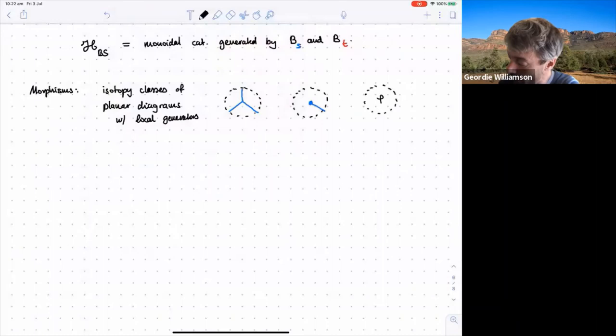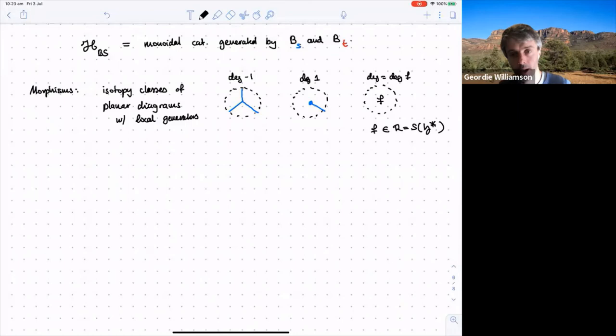And these have degrees: degree minus one, degree plus one, and degree equals the degree of F, where F is in R, which is the symmetric algebra on H star. Okay, so in this case, it's either a polynomial ring in one or two variables. It's either a polynomial ring in alpha_S, or it's a polynomial ring in alpha_S and delta.